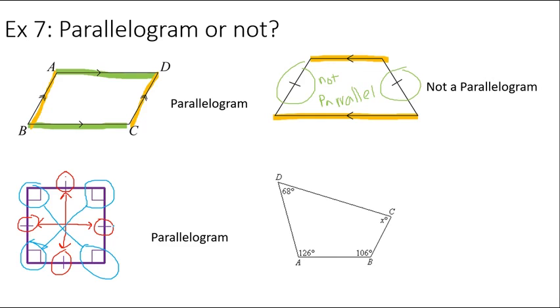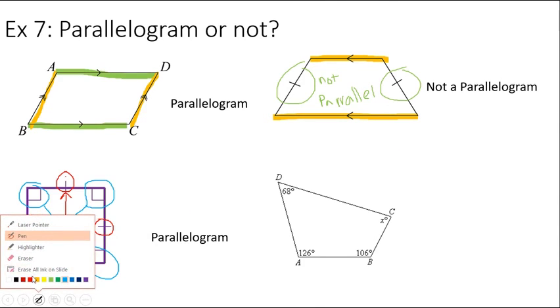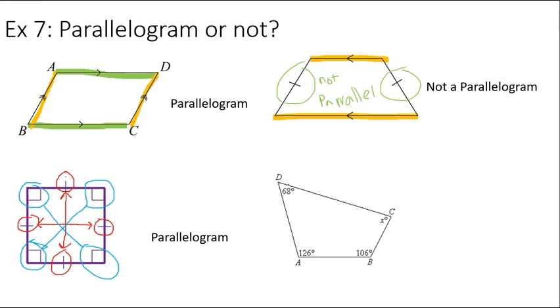Okay. And then we look at the last shape here. First thing right away, if you notice that this angle here and this angle here are not equal. So since opposite angles are not equal, we say that this one is not a parallelogram.